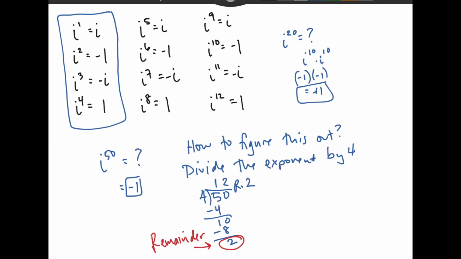And that's important. So going back to this process, the cycle here, anything that has i to the first power is going to be remainder 1. This will be remainder 2, remainder 3, and remainder 0. So if I look at this right here, i to the 50 equals negative 1 because the remainder is 2, looking back from over here.